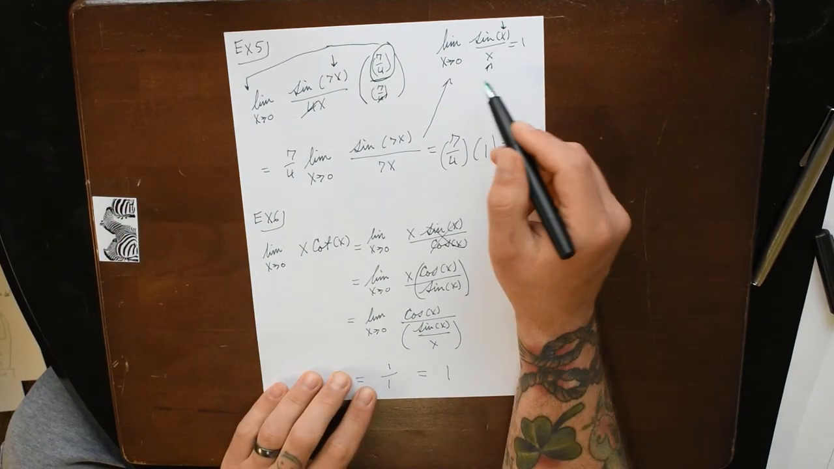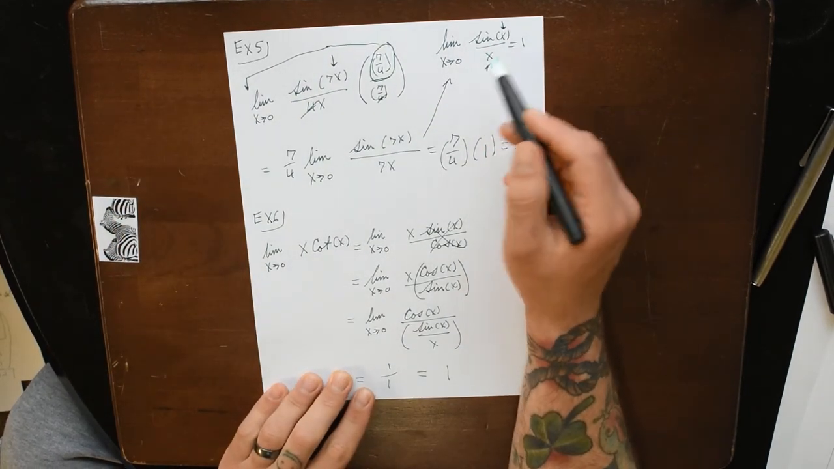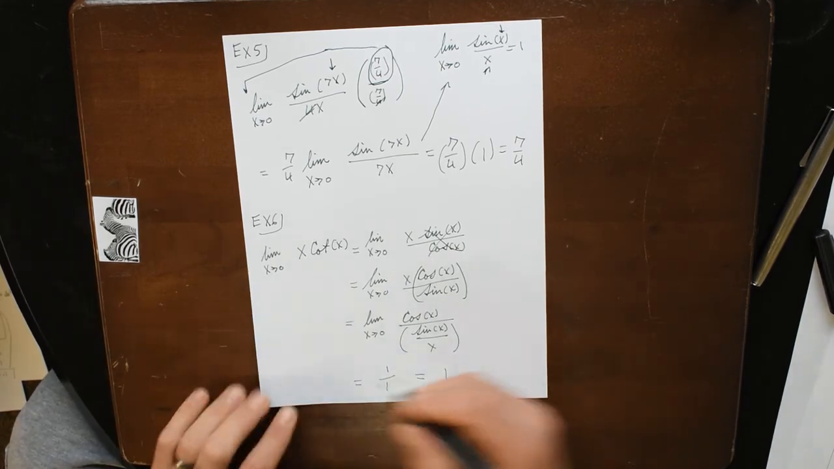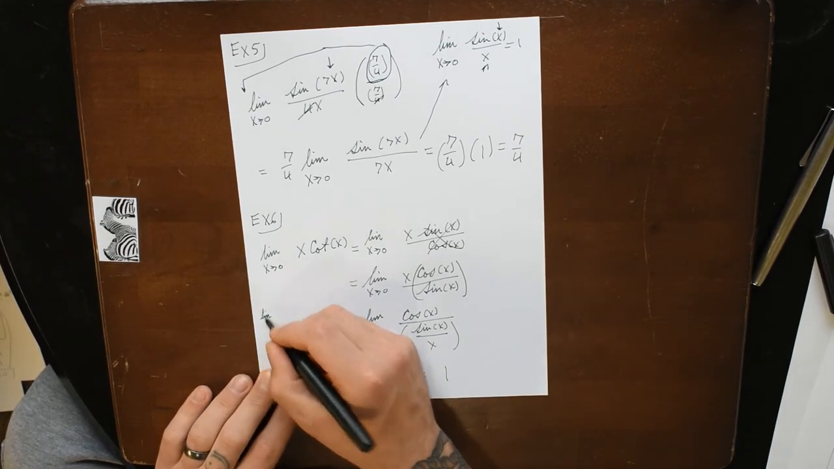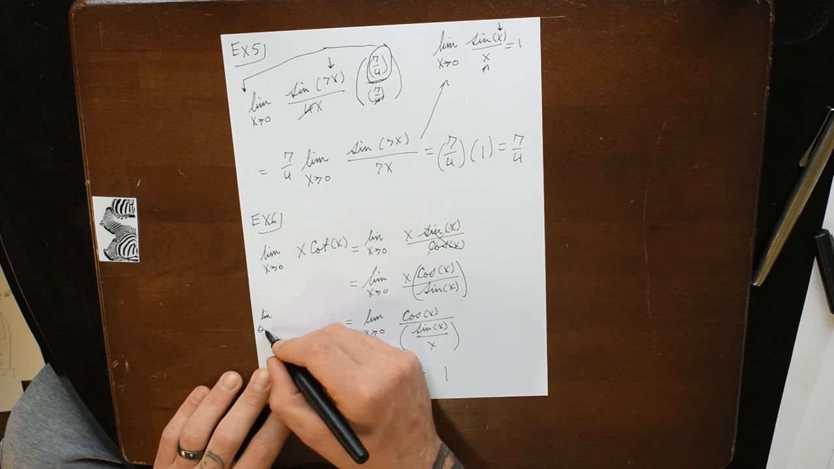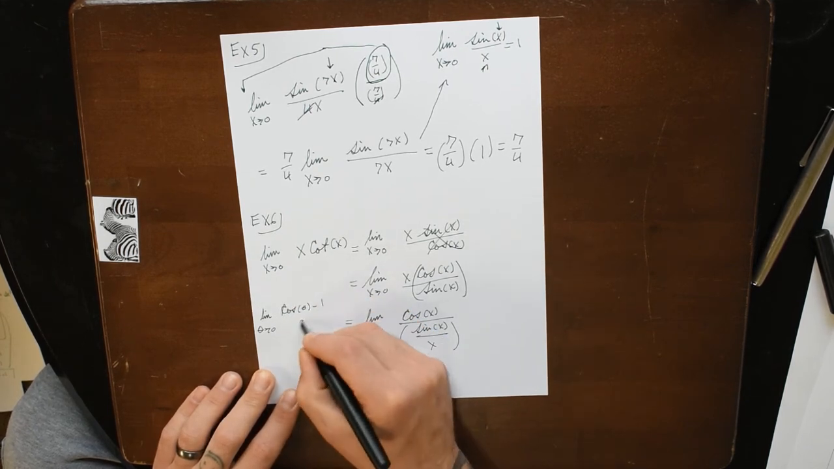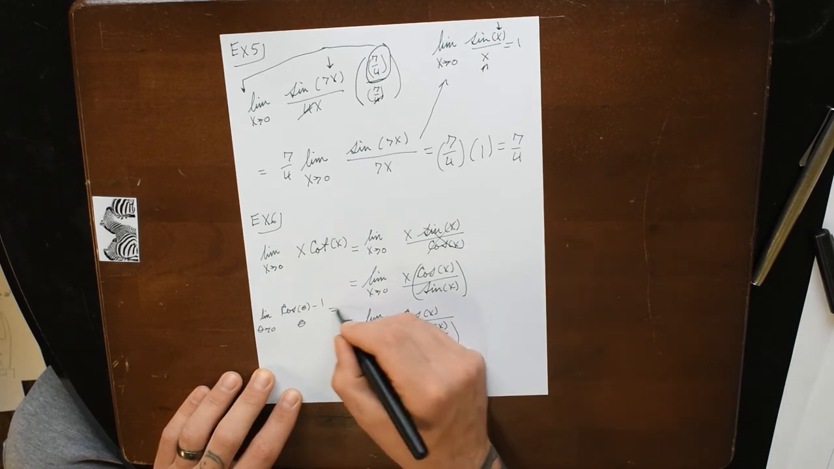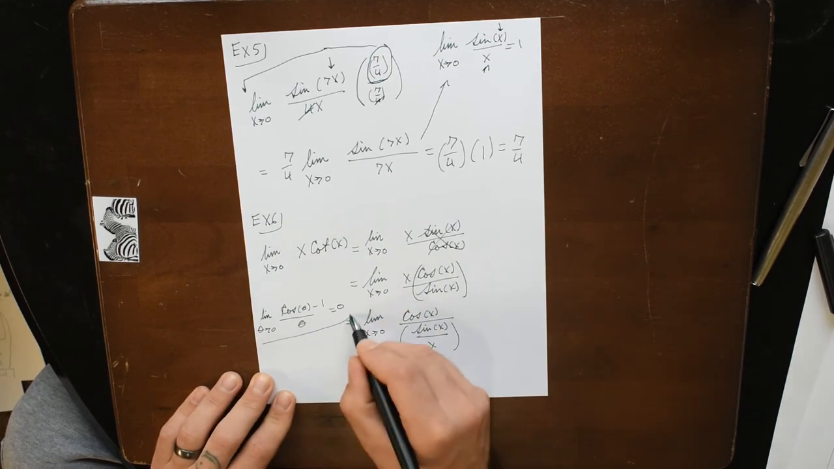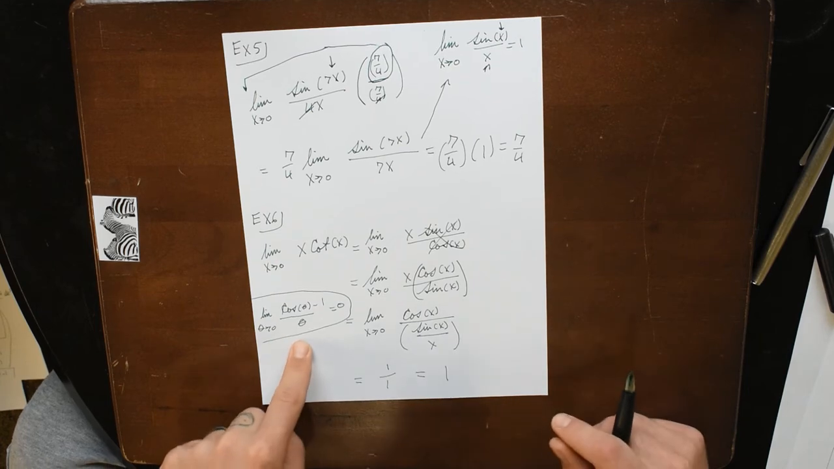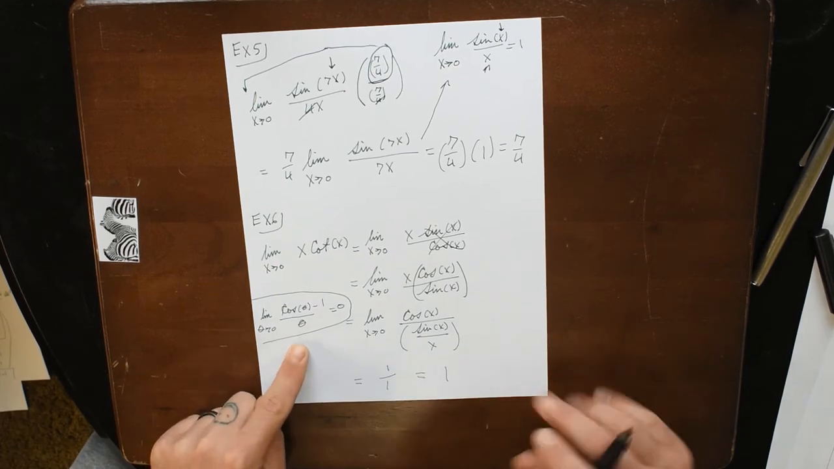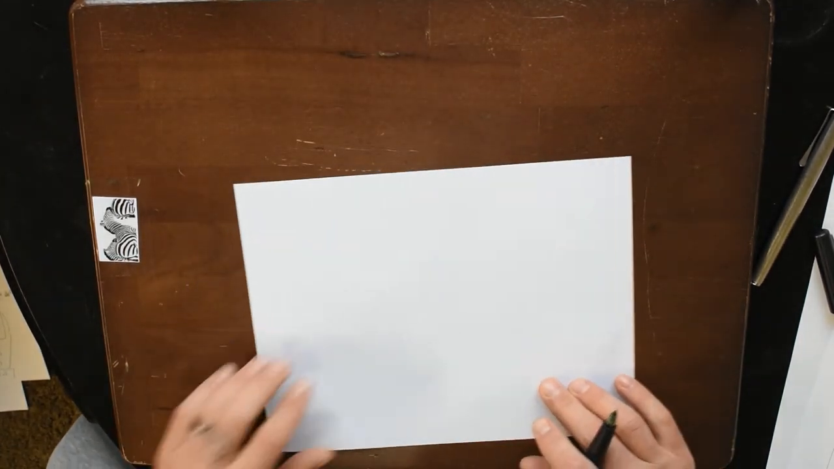So, kind of looking for clever ways to use this limit. We could also use the one with cosine, that the limit as theta goes to 0 of the cosine of theta minus 1 over theta is equal to 0. You might find yourself using that in your homework too. But that wraps it up.